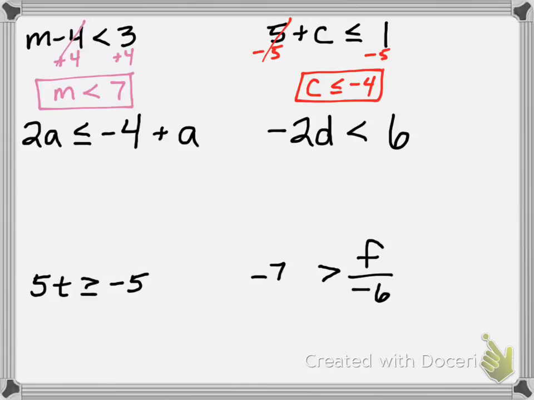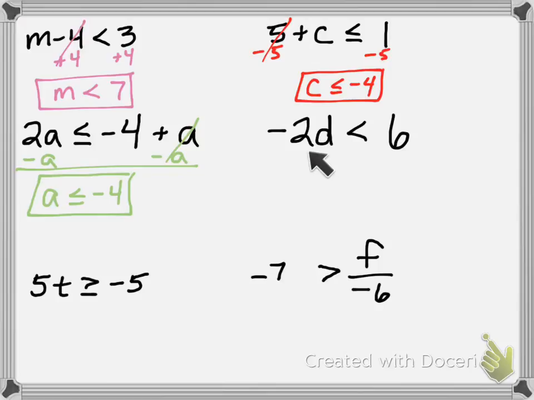Alright, the next one. This one looks a little different because I've got variables on both sides, but we know how to do equations with variables on both sides. We just get the variables on the same side. So I can subtract that a from both sides, and I get a is less than or equal to negative 4. And again, I didn't flip the sign because I didn't multiply or divide by a negative number.